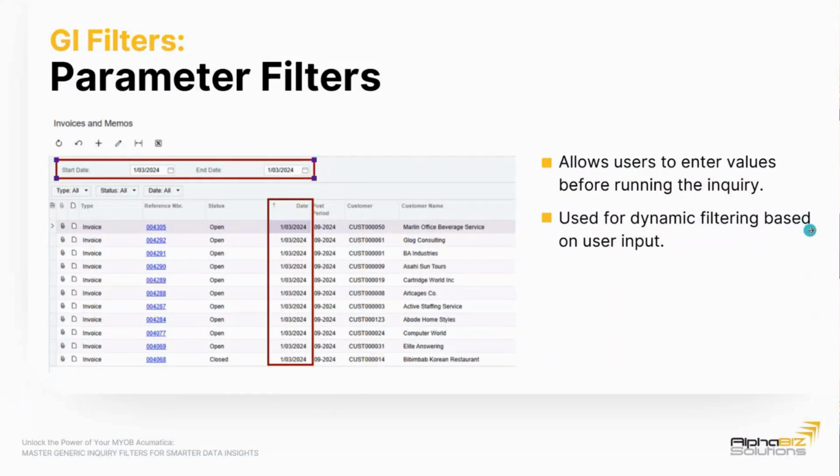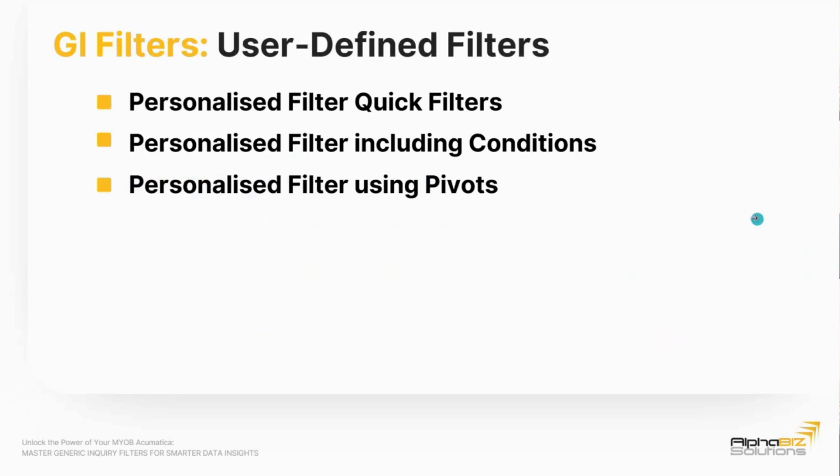Anyways, let's move on to our next filters, which are user-defined filters. Many of our users, I believe, are already well familiar with this space. There are 3 ways where you can use your user-defined filters, which is through quick filters, or you can set up also conditions and also pivots without the need of going into the GI and creating those parameters and conditions, because you can just do that on your screen straight up.